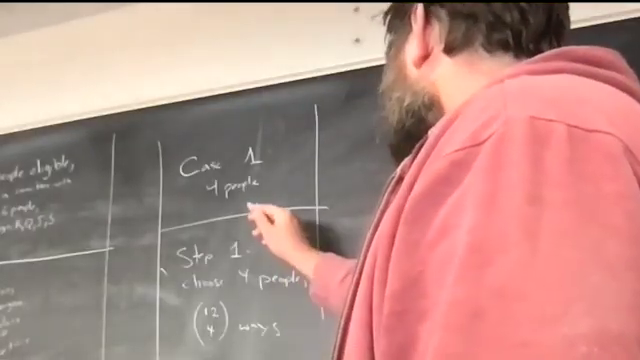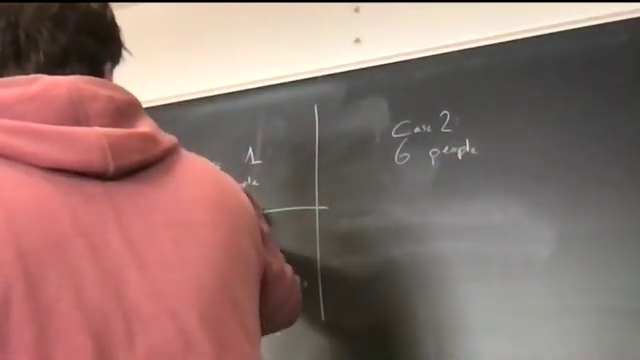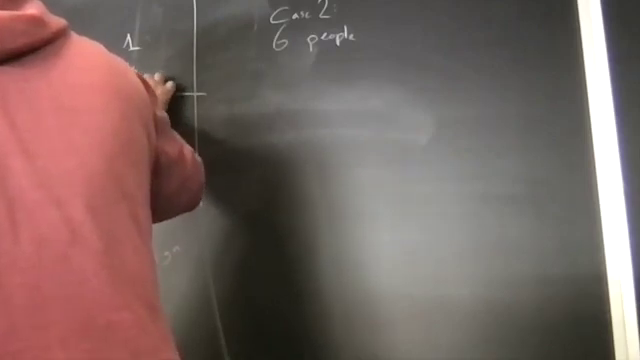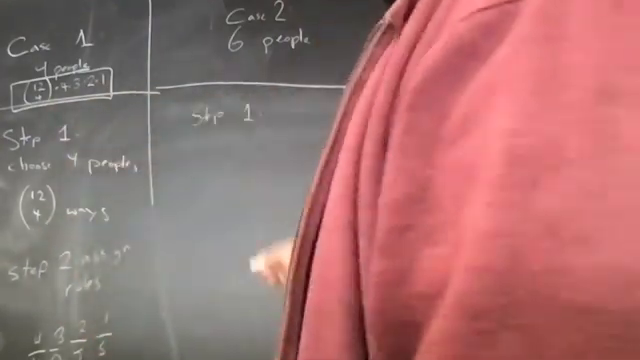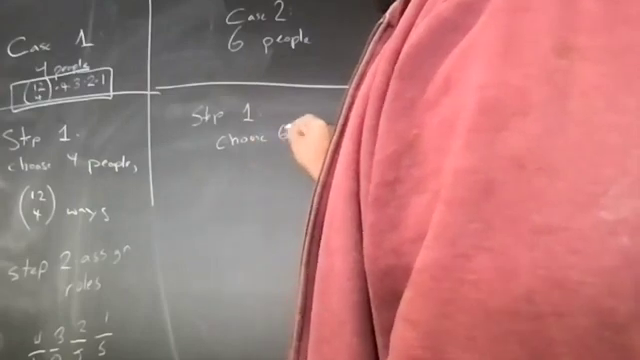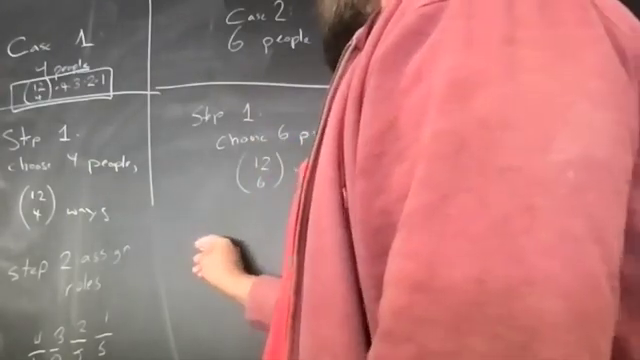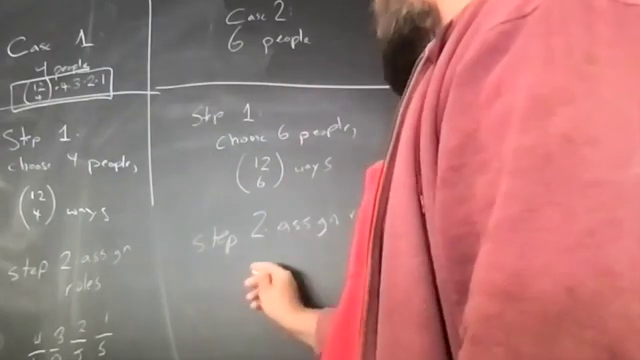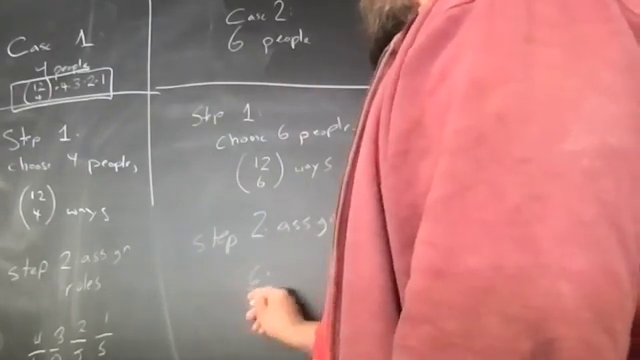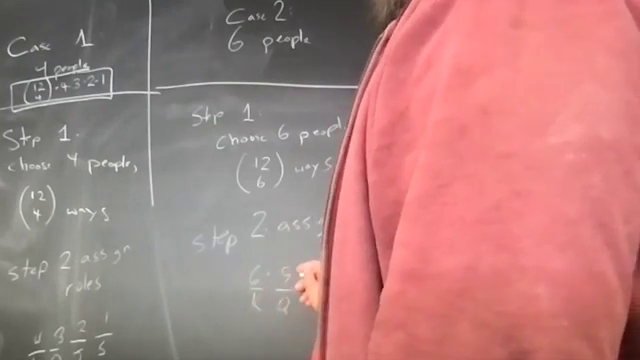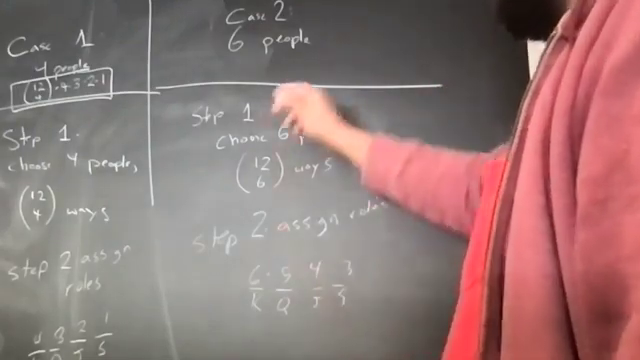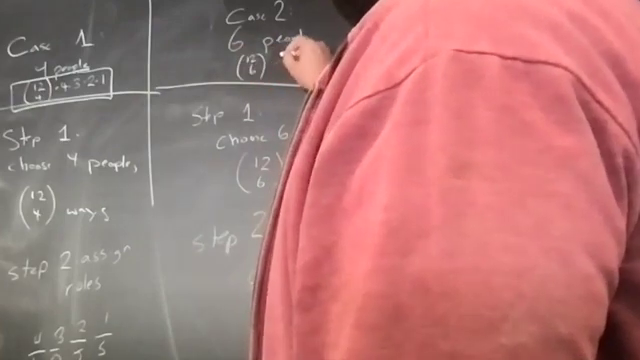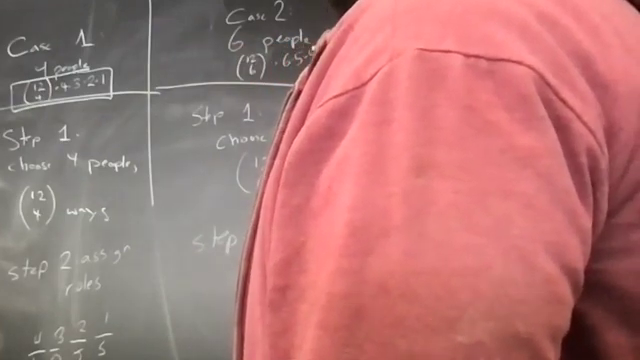So overall, for case 1, the number of ways to do it would be 12 choose 4 times 4 times 3 times 2 times 1. It's very similar, right? Because I gave myself a template or a structure here. I can copy the template over: choose 6 people, 12 choose 6 different ways. And step 2, assign roles. There would be 6 possibilities for the king, 5 for the queen, 4 for the jester, and 3 for the secretary. And so for this, it would be 12 choose 6 times 6 times 5 times 4 times 3.